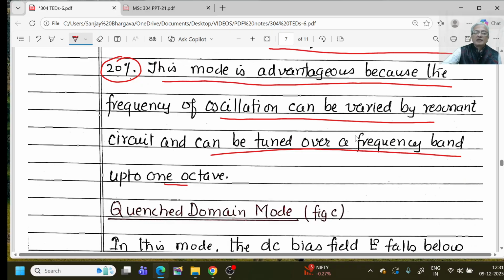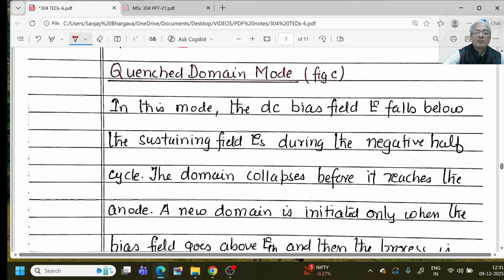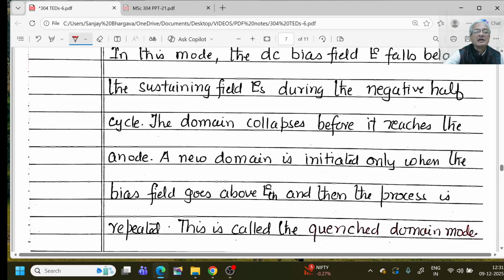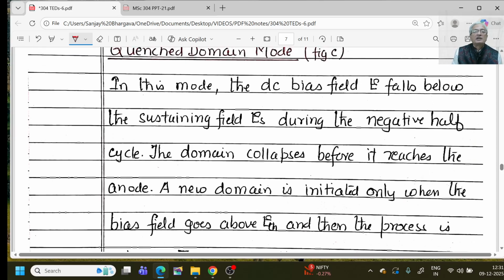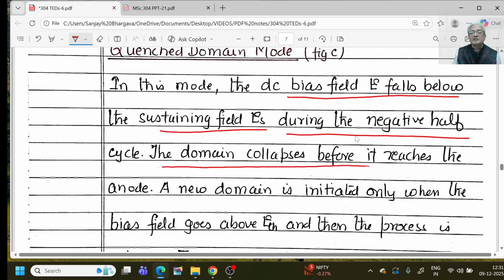The third one is the quenched domain mode, that is figure C. In this mode, the DC bias field E falls below the sustaining field ES during the negative half cycle. The domain collapses before it reaches the anode.